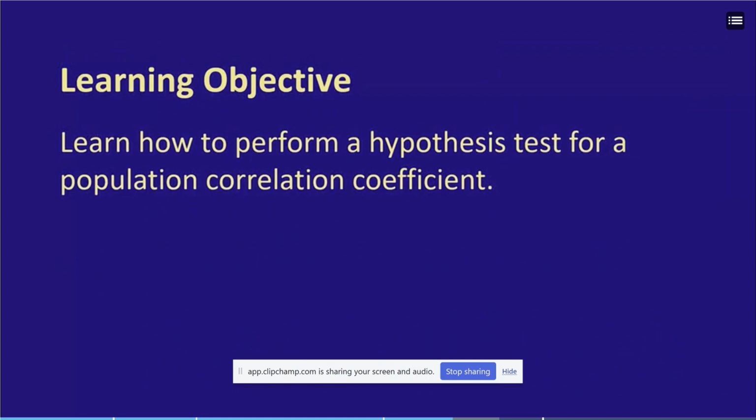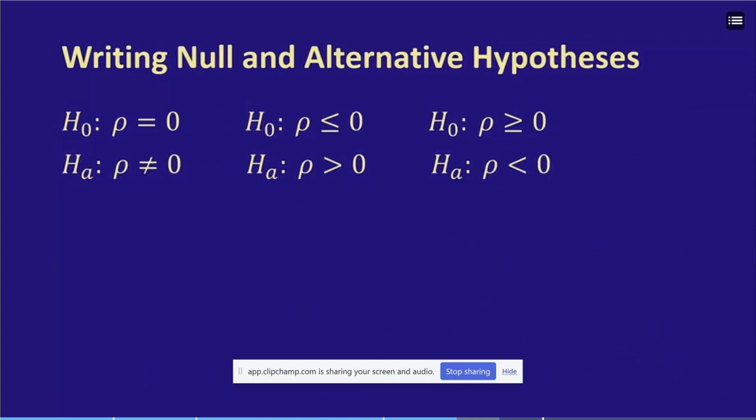The next thing for us to do is take a look at different null and alternative hypotheses that we could test. The different alternative hypotheses are rho not equal to 0, rho greater than 0, or rho less than 0. As we've learned in prior videos, the not equal to, the greater than, or the less than alternative hypotheses are going to dictate the type of test that we conduct.